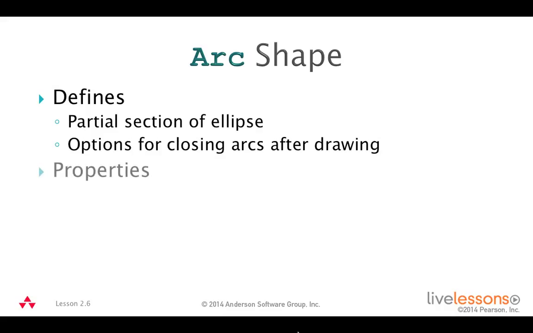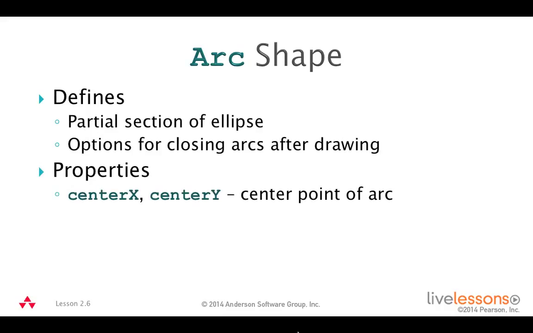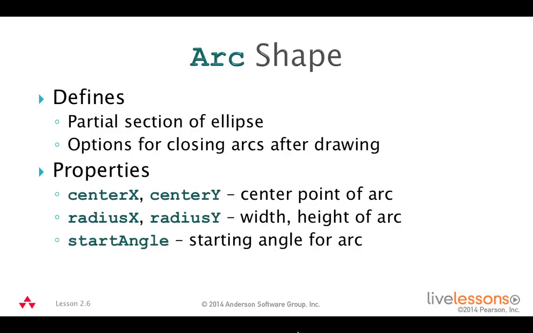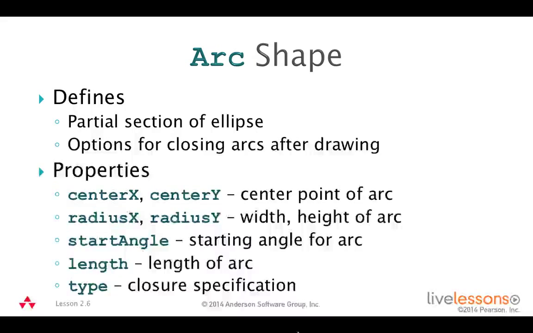Here are the properties for an arc shape. Center x and center y define the center point xy coordinates of the arc. Radius x is the width of the arc and radius y is the arc's height. Both values apply to a full ellipse for which the arc is a partial section. Start angle is the starting angle for the arc in degrees. Length is the angular extent of the arc in degrees, and type is for the arc's closure specification.